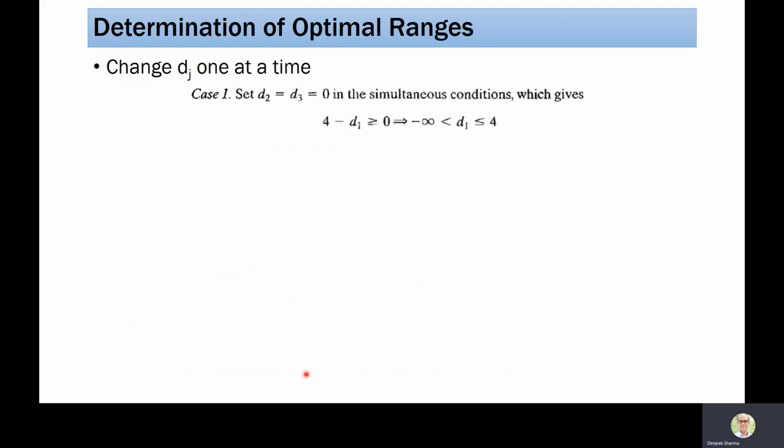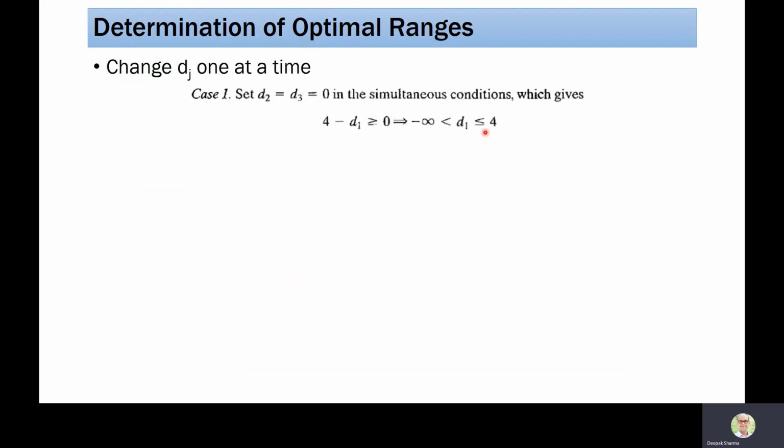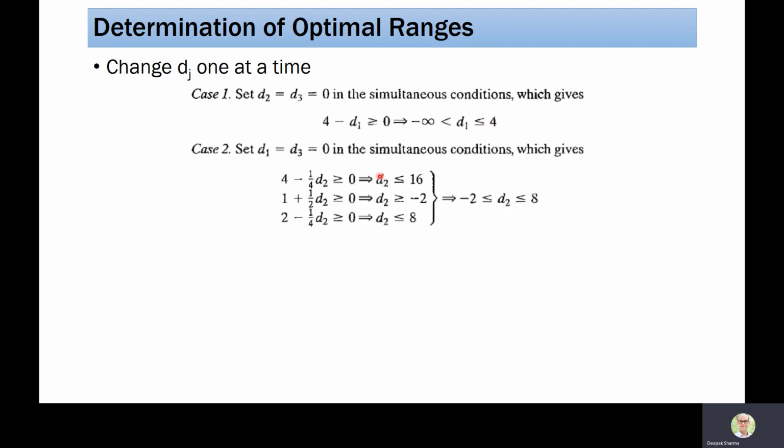Again, let us find some cases here. Case 1 is we are changing one dj at a time. So we are putting D2 and D3 as 0. Let us find the range of D1 because we have these three equations with us. So we can say that D1 will be lying from minus infinity to 4.